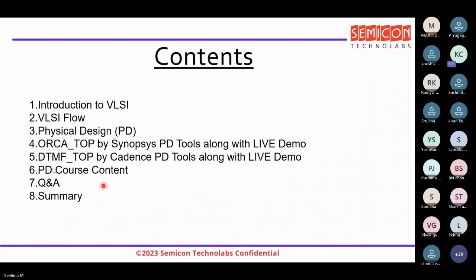So the contents have been divided like this. About introduction to VLSI, where we'll be discussing electronic circuit, followed by VLSI, and a history of VLSI, how VLSI came into the picture, and when the transistor was introduced, right? Because everything begins with the transistor in this VLSI field. But a lot of things we are going to cover.